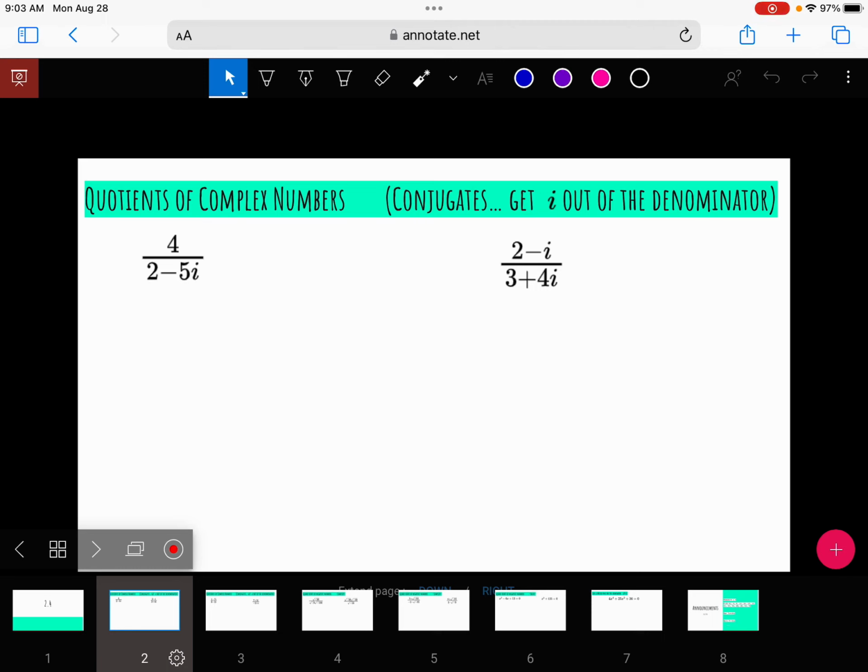So what we're going to be doing is some quotients. We've done adding, subtracting, multiplying. We're going to do quotients. We're dividing with i.